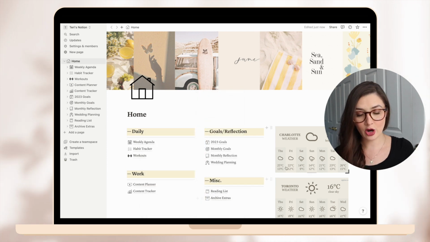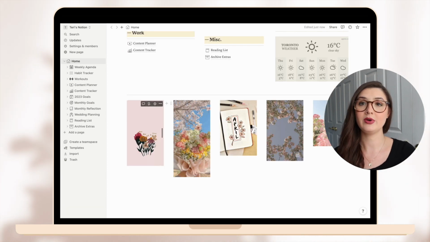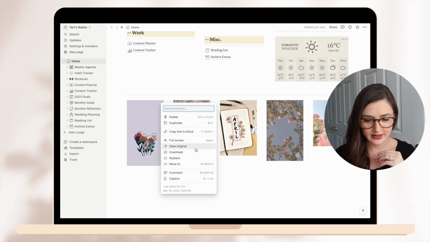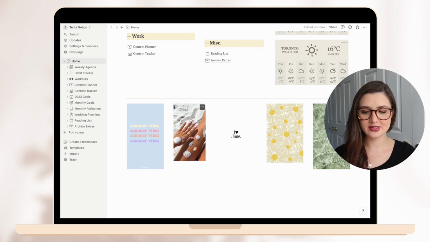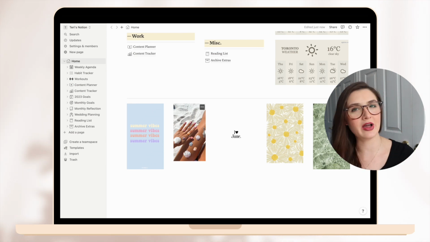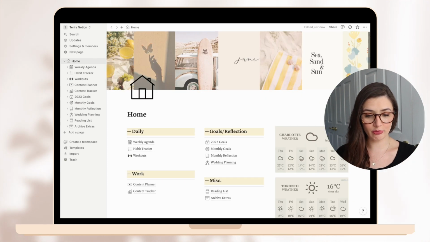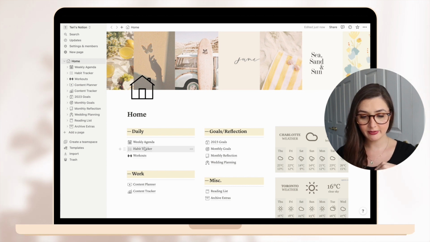The last thing on my homepage that I usually like to change are these photos. So again, I get my photos from Pinterest and I'm just going to change them out by clicking the three dots and clicking replace. Just a few photos that match the theme, summer vibes, June, just that sort of thing. And that is my homepage. I have linked each of my pages on my Notion on my homepage.